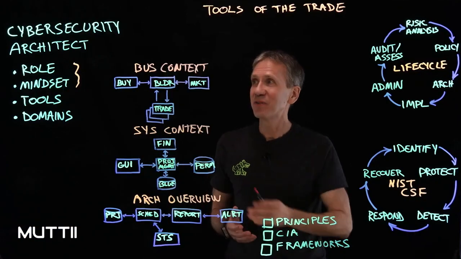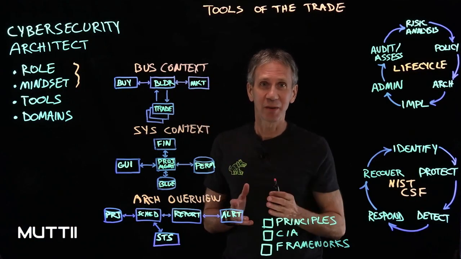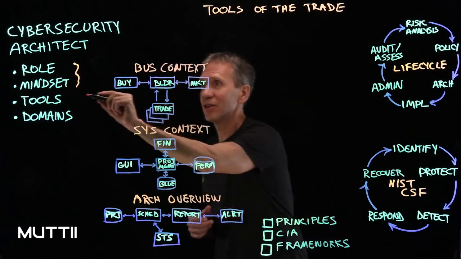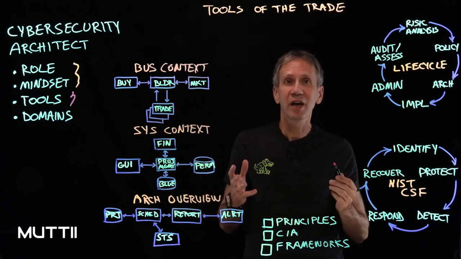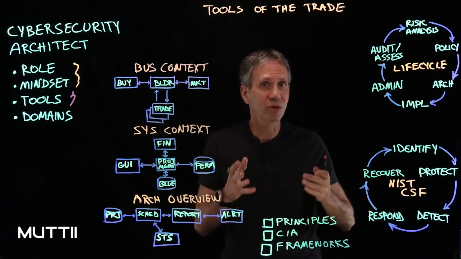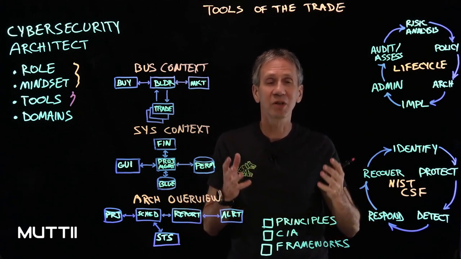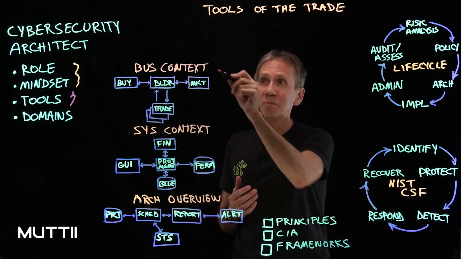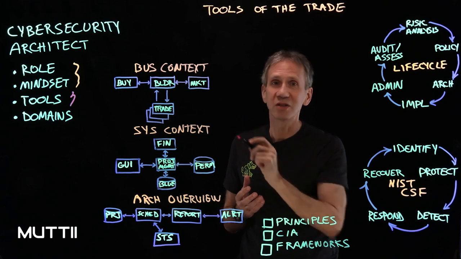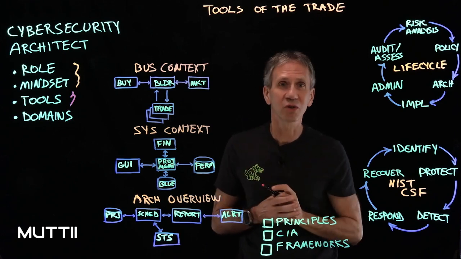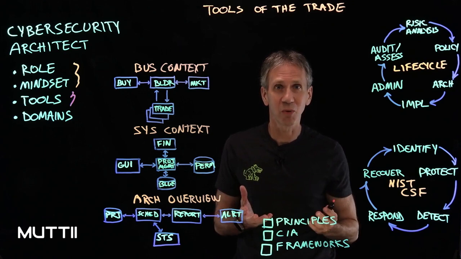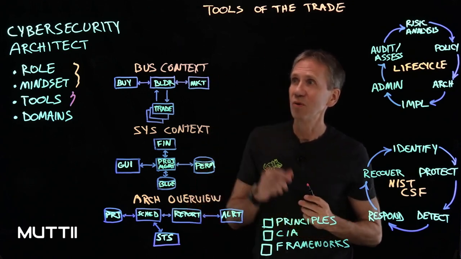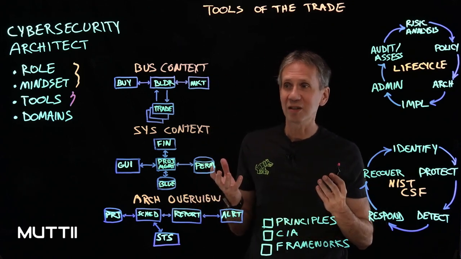Okay, now we've covered the role and mindset of the cybersecurity architect. Now let's talk about the tools of the trade. It turns out that in the IT architect world, there are certain common diagrams that architects use. There's a business context diagram, a system context diagram, and an architecture overview diagram, which are just three examples that I think are particularly important. So for instance, we'll talk with a business context diagram.